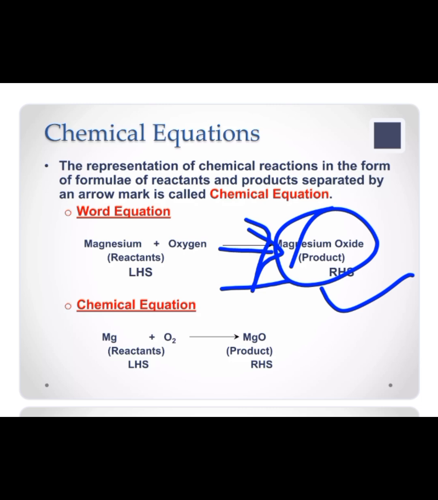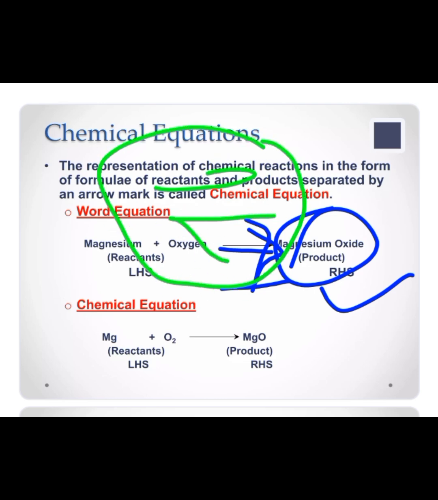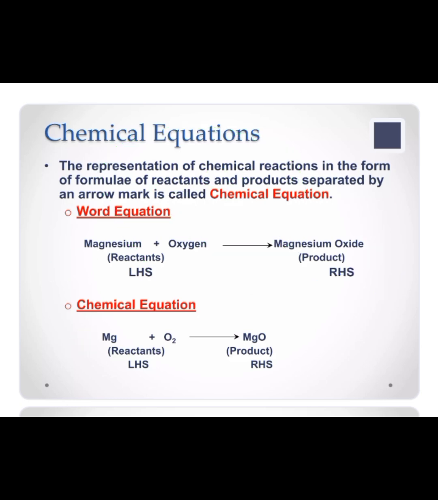Sometimes the arrow can be like that. This type of arrow indicates a reversible process or reversible reaction, in which reactants can be converted into products and products can be converted into reactants again. So this is the simple representation of a chemical equation.